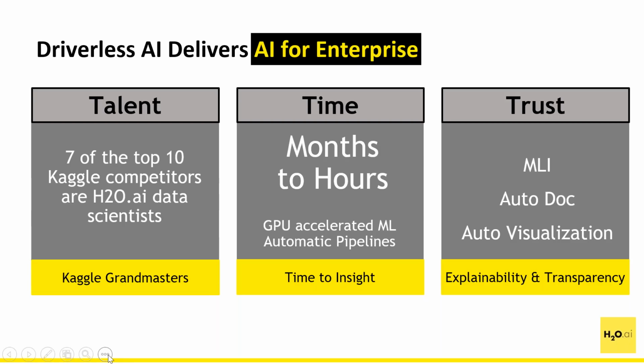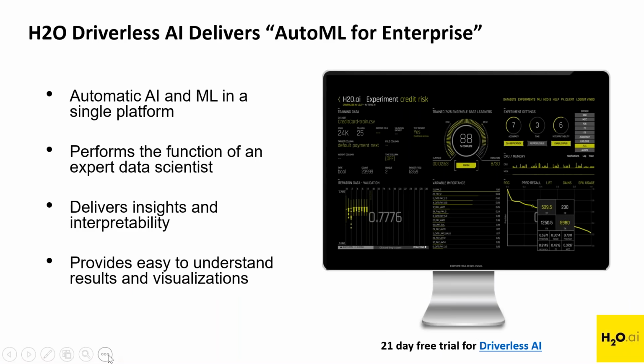This is extremely important because the type of data, the quality of data you put in is directly correlated with the type of model you get. So with that, to recap, basically, driverless AI essentially is delivering AutoML for enterprise, automatic machine learning for the enterprise. It is a single platform for doing automatic AI and machine learning.